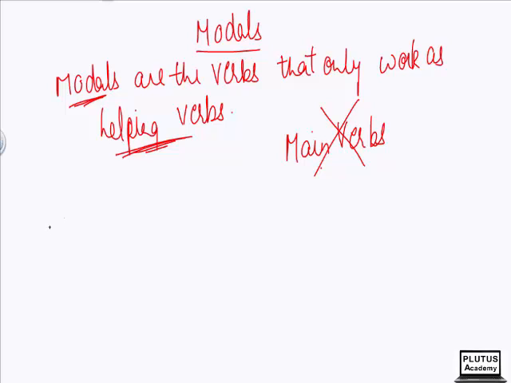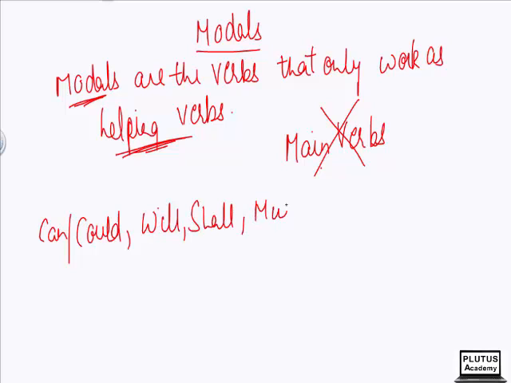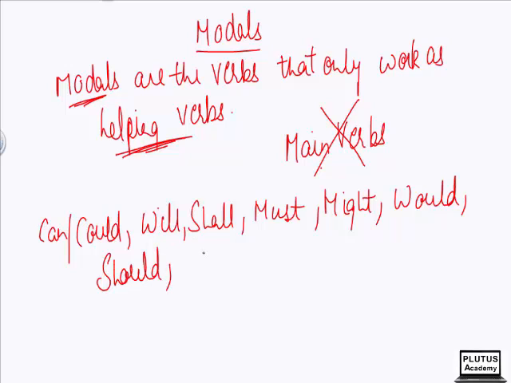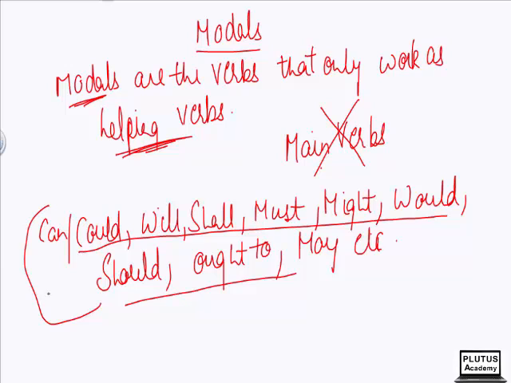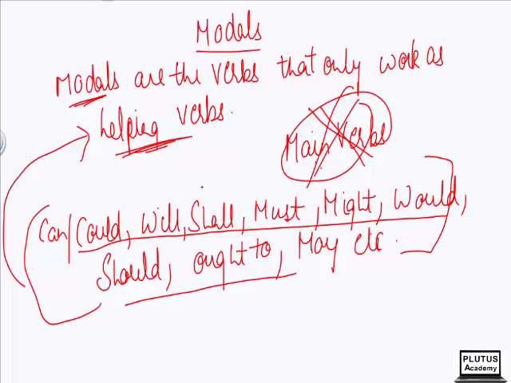So the verbs that come under the category of modals are can, could, will, shall, must, might, would, should, ought to, may, etc. All these words are modals, and all these words can only be used as helping verbs in the sentence. They can't be used as main verbs in the sentence. And in this video, we'll consider all these words and grammatical rules related to these words.